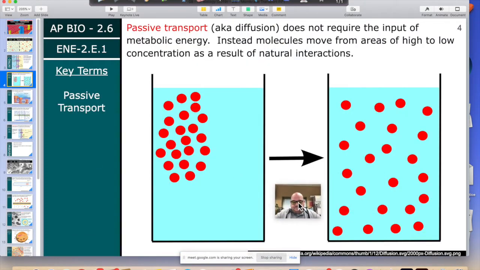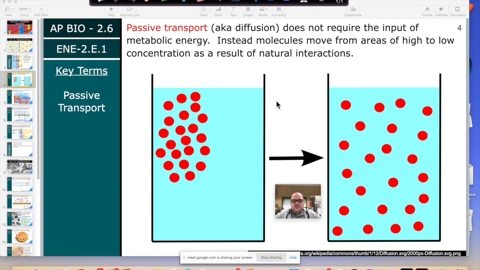So we have two beakers here. This is a before and after. This is not things moving over. When we look at our key terms, they'll be over here on the side. Those are things you definitely need to understand.